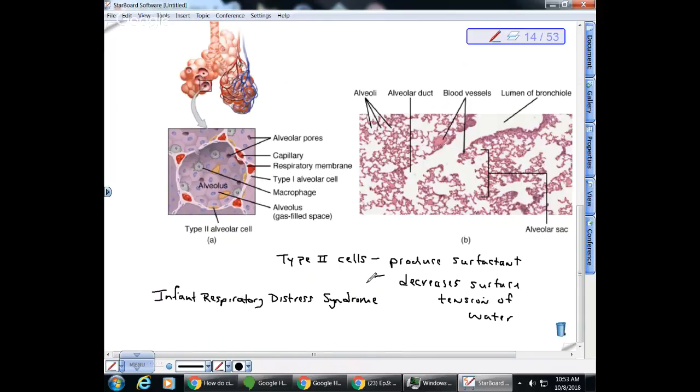So does anybody know how they would treat this? How would you maybe think about treating it? Steroids would decrease inflammation, but it wouldn't actually cause the alveoli to expand. If somebody's lung is collapsed, how do you get air back into it? You ventilate it, right? So you can do positive pressure ventilation. So positive pressure ventilation just means that you give them air.